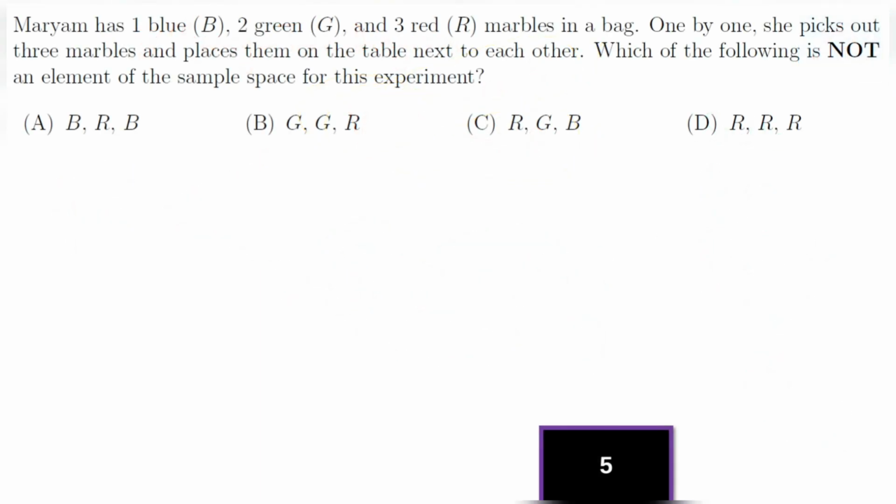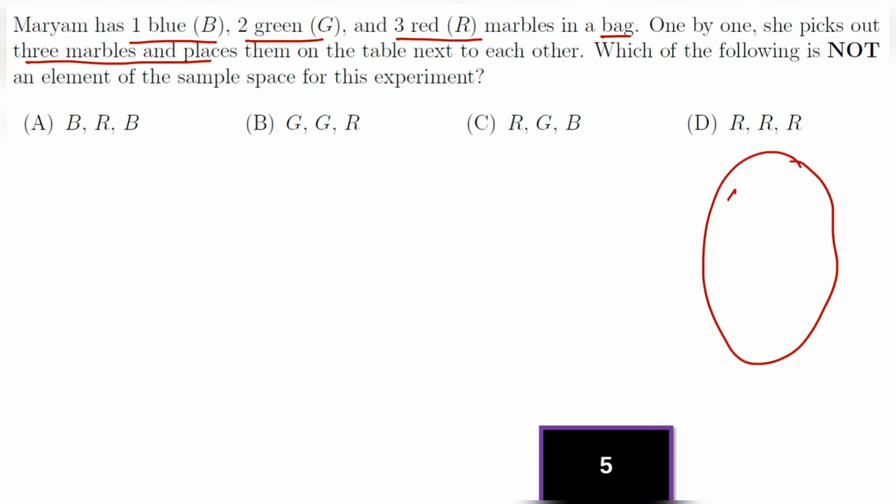Okay, so now let me give you an important question. This is a multiple choice question. Let's see what is the correct answer. Mariam has 1 blue. Let's highlight the important information. So she has 1 blue, 2 green and 3 red marbles in a bag. One by one she is picking out 3 marbles and placing them on the table next to each other. Which of the following is not an element of the sample space? So let's first draw the bag, a rough bag I'm drawing. 1 is blue, 2 are green and 3 red balls in that bag which Mariam has.